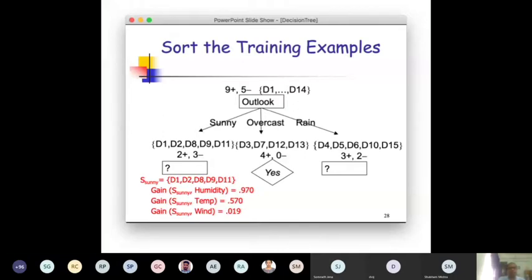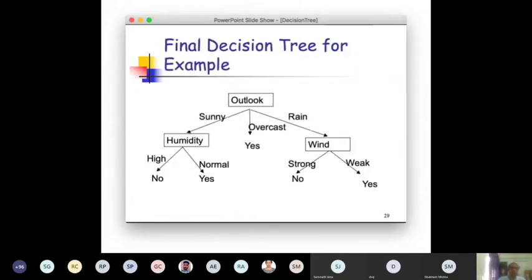Okay. You see the gain is quite high. It is 0.970. That means humidity is going to give this complete split. So humidity is actually giving you two pure nodes. That's why you have computed 0.97, which means the aggregated entropy will be 0. Is it clear? Similarly, for wind also, you will find the same thing. Given these examples, it has become like this. So this is your final decision tree for the example. Any question at this point?